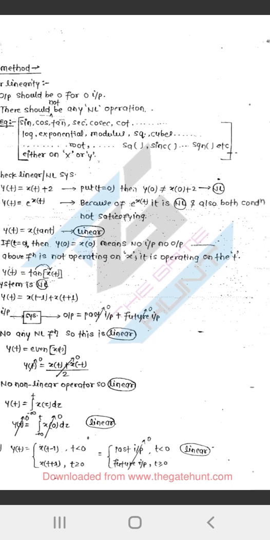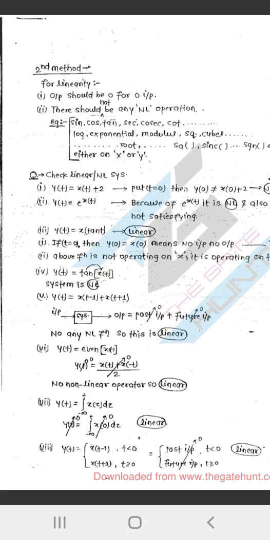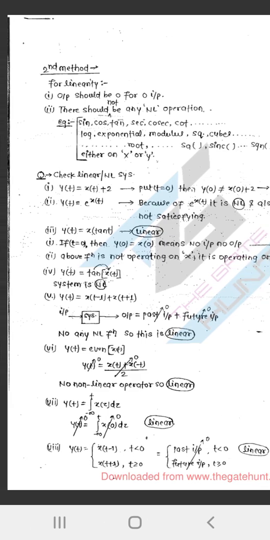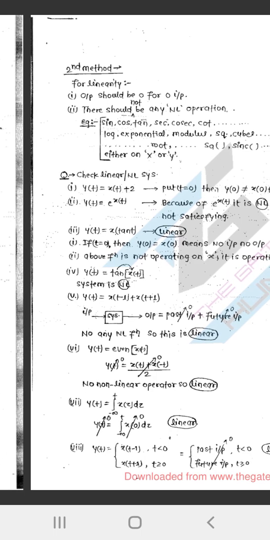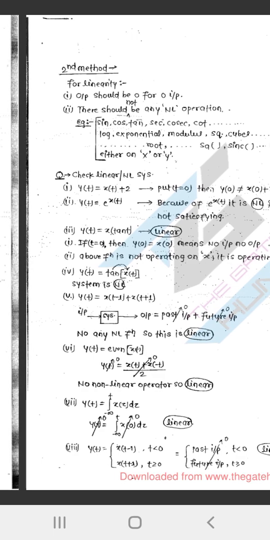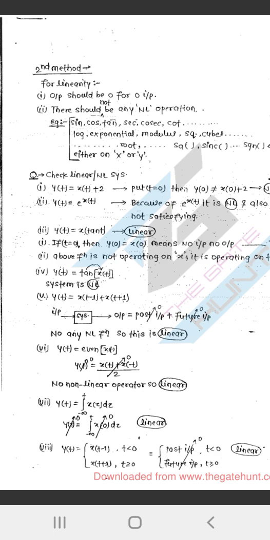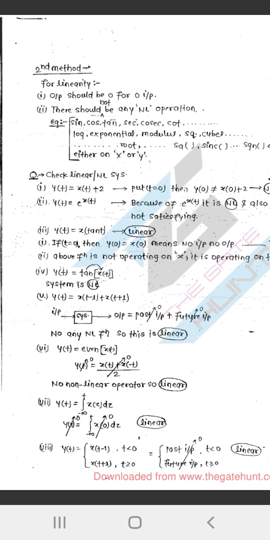The operation is not operating on x, it is operating on t. Then the system for x of t is non-linear. y of t is equal to x of t minus 1 plus x of t plus 1, input system and output: past input plus future input. There is no non-linear function, so this is linear. y of t is equal to x of t plus x of minus t upon 2. No non-linear operation, so this is linear.